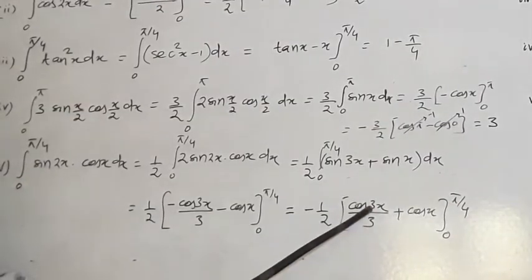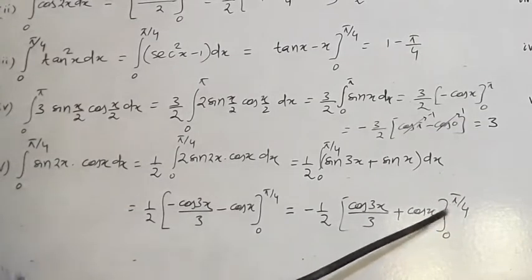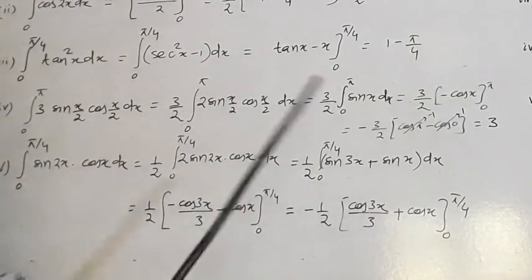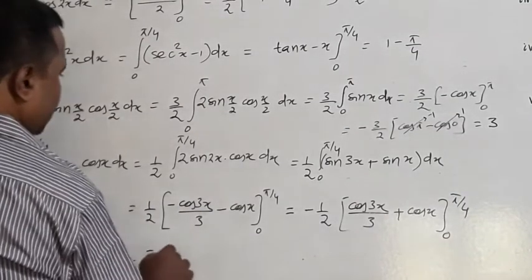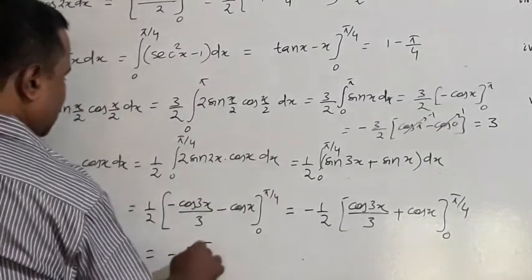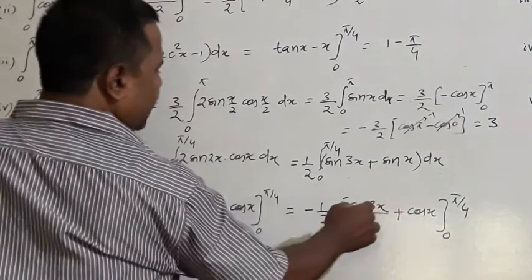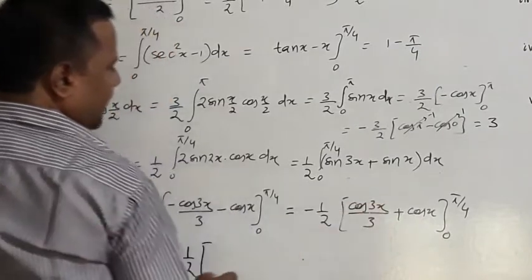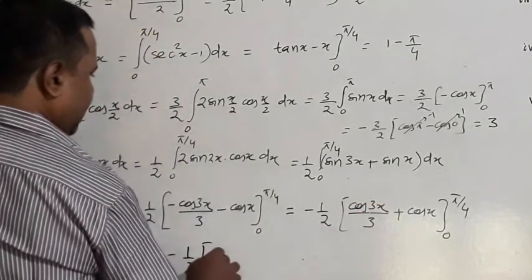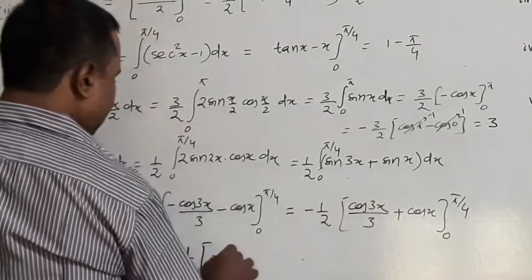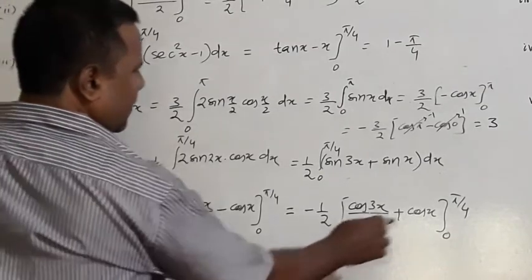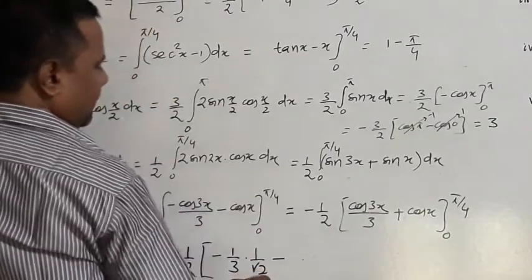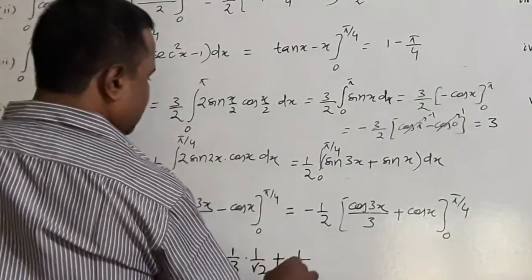Mind it, put the value of cos pi by 4 here. Cos 3 pi by 4 is minus 1 by root 2. I am not writing it, you can do it by yourself. Okay, I am doing minus 1 by 2. When you put the upper limit, cos 3 pi by 4 is minus 1 by root 2 into 1 by 3, 1 by 3 into 1 by root 2. And you have to put pi by 4. Cos pi by 4 is 1 by root 2.